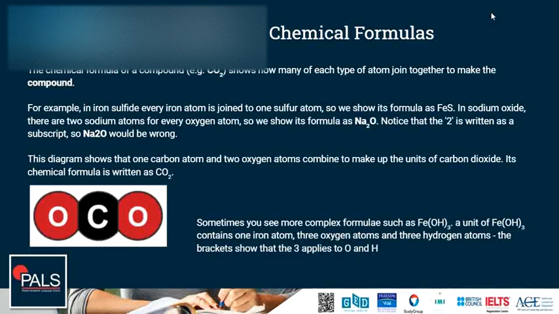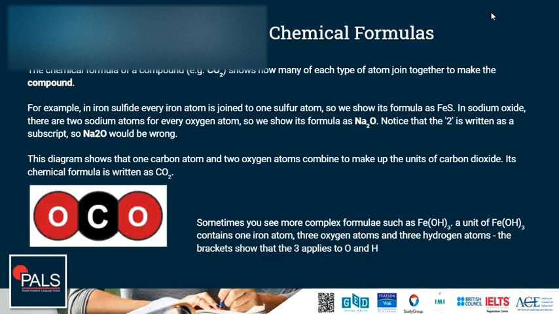Okay, first of all, what is a chemical formula? A chemical formula of a compound, like CO2, shows how many of each type of atom join together to make the compound. For example, in iron sulfide, every iron atom joins to one sulfur atom. So we show its formula as FeS. In sodium oxide, there are two sodium atoms for every oxygen atom. So we show its formula as Na2O.